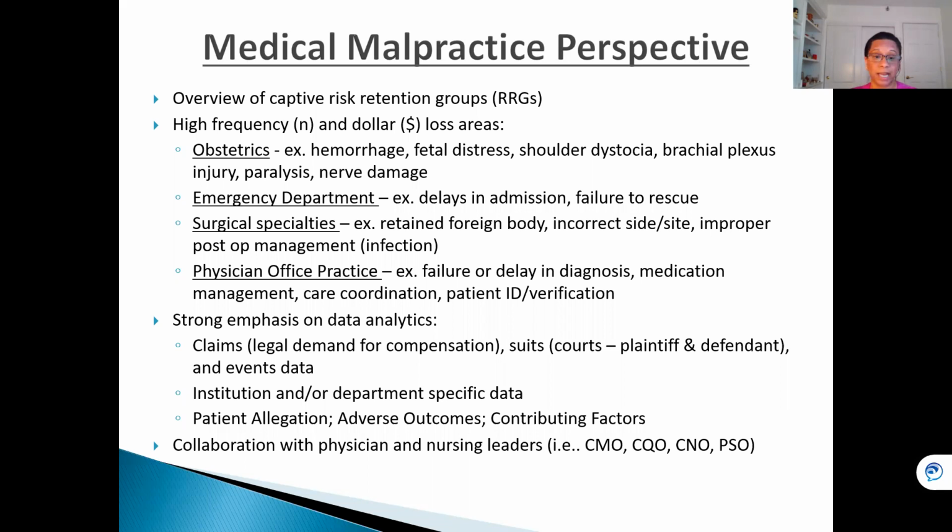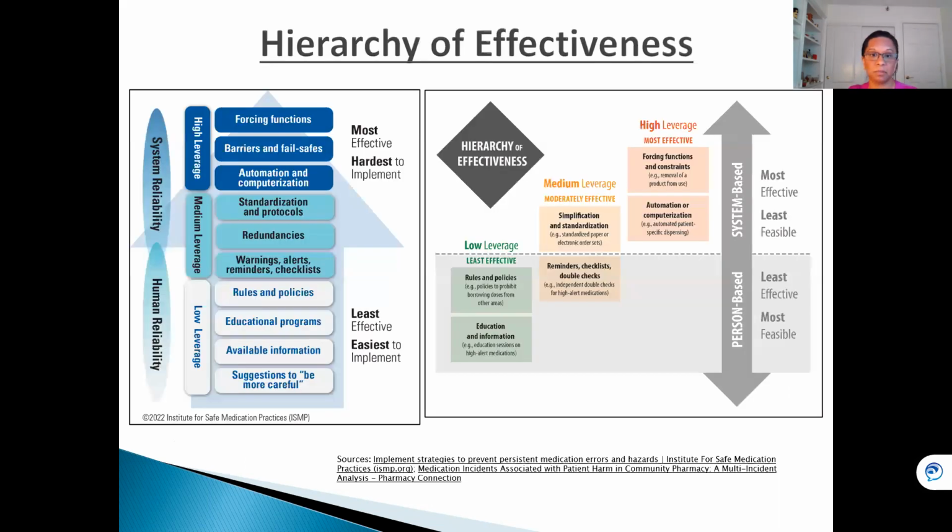Strong emphasis on data. You're slicing and dicing the data in multiple ways. You're doing it by institution, by department, by what the patient's alleging, the contributing factors, and so forth. And you're working with several people. You're working with physician and nursing leaders, chief medical officer, chief operating officer, chief quality officer, chief nursing officer, patient safety officer, and many others. So you're working on multiple levels.